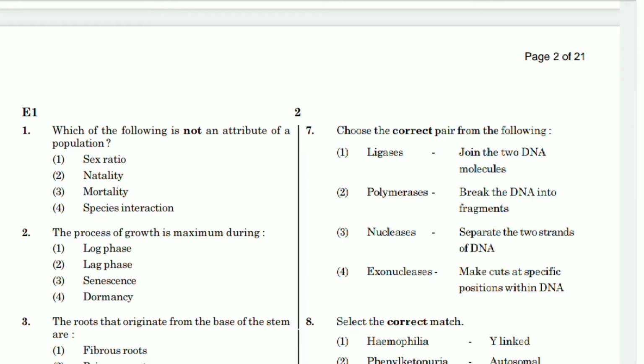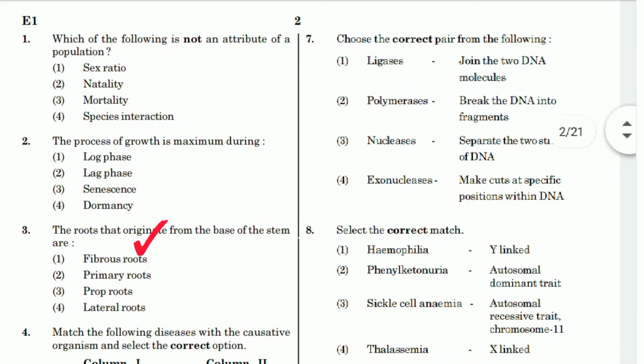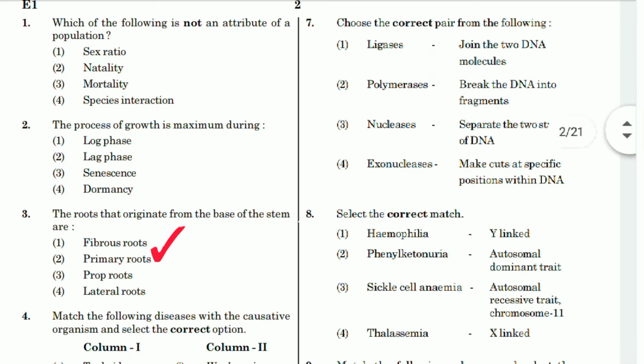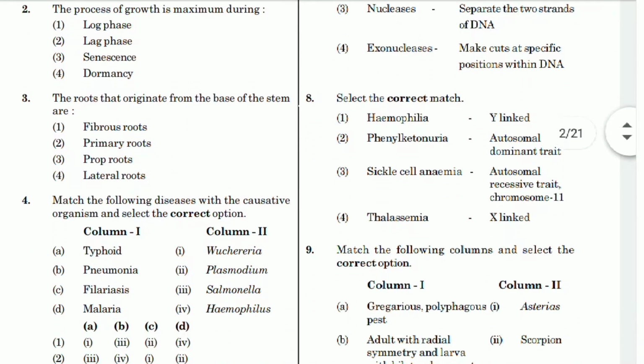Question number 2. The process of growth is maximum during. The options are log phase, lag phase, senescence and dormancy. And the right answer is log phase. Next question. The roots that originate from the base of the stem are. The options are fibrous roots, primary roots, prop roots and lateral roots. The correct answer is fibrous root.